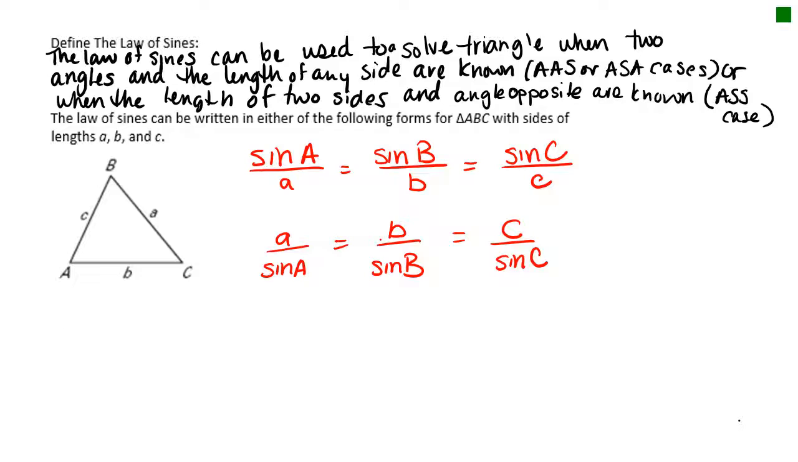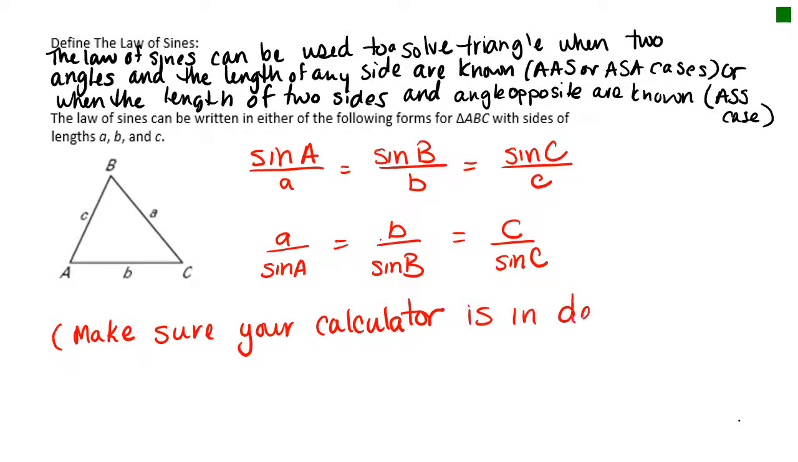Okay, let's make a note. Make sure your calculator is in degree mode. We're going to work with degrees. So we're going to set up a bunch of proportions to find all the missing sides. Again, this works for any triangle, not just a right triangle. Now we're going to find all the missing parts of either an angle side angle case, and we'll talk about the angle side case in a second.